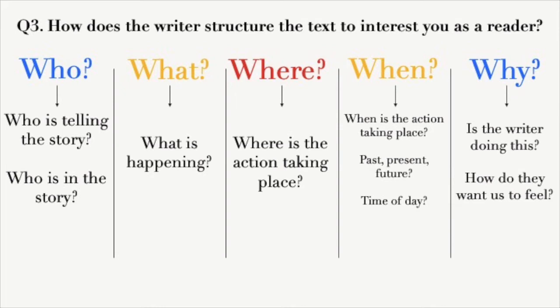So is it in a particular location or setting? When is it happening? Okay, we can think about that in terms of past, present, future. We can think about that in terms of time of day. We can think about that in terms of season or month. There are also important things. And like we said, that important one, why is the writer doing this? And again, how do they want us to feel? The question asks us how the writer structures the text to interest us.